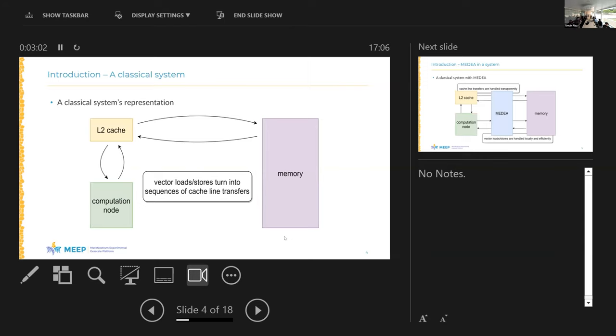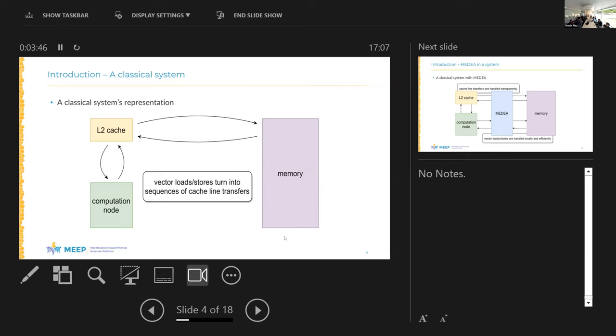So this is what a classical system looks like. It's the canonical one. You have a compute node, you have the L2 cache and the memory hierarchy. Typically the cache request is just like the one we all have in our traditional systems. But even for vector loads and stores, you need to convert them into cache lines. Your vector loads and stores are now dependent on your cache structure and the memory hierarchy. So in the case of sparse matrices, it doesn't go well if you have too much sparsity, because if your long or sparse vector doesn't fit in the cache, eventually you will get cache misses.